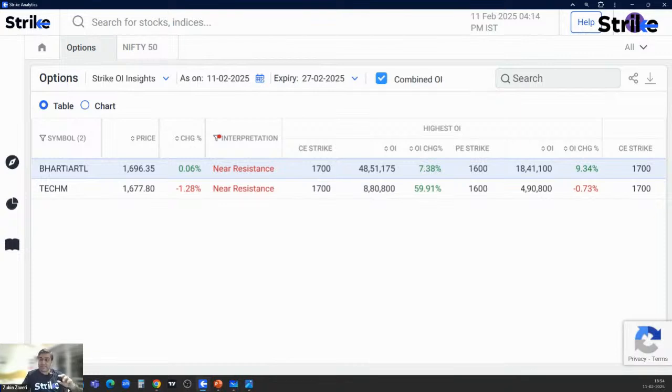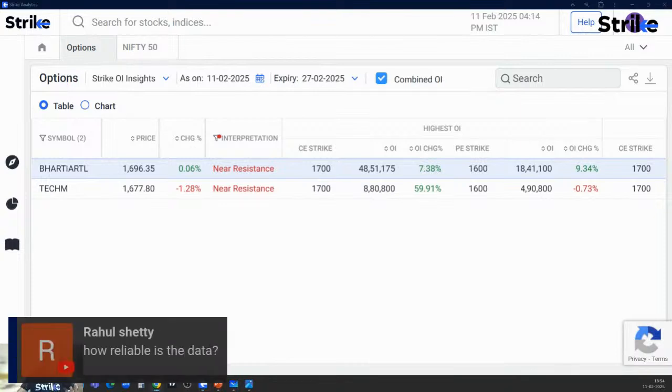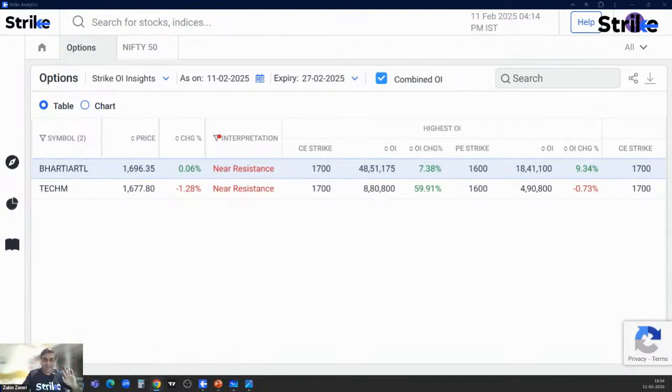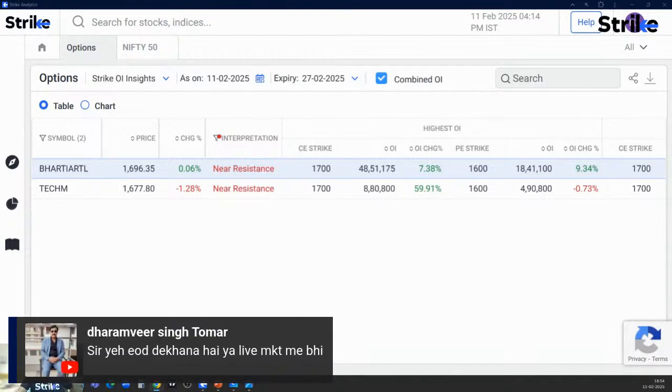The data is of course reliable. We have fetched this data from the NSE website. Rahul, this is not our data. This data has been fetched from the NSE website. All right, how to analyze this data is what we need to learn. A very good question is given by Dharamveer Singh: when to see this particular thing.